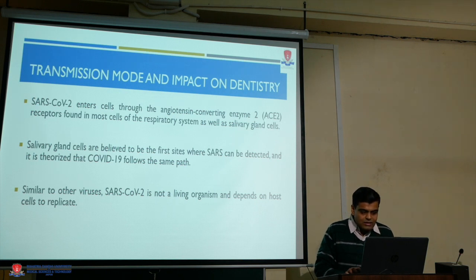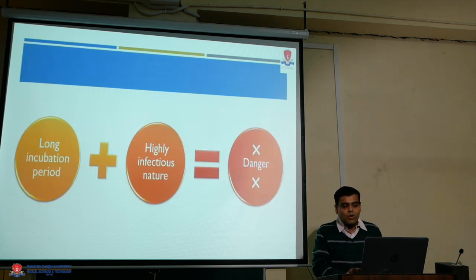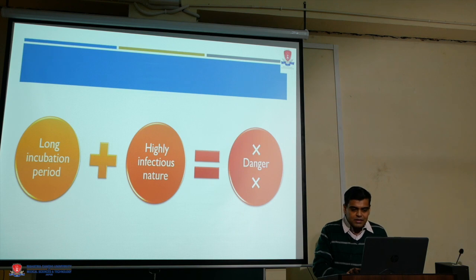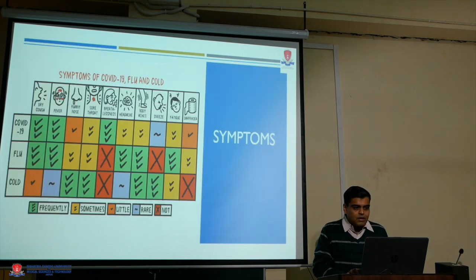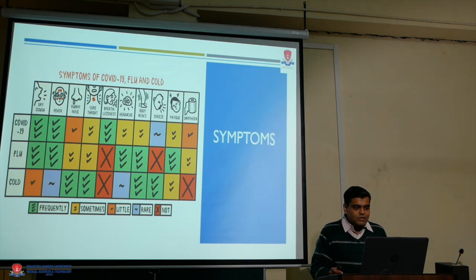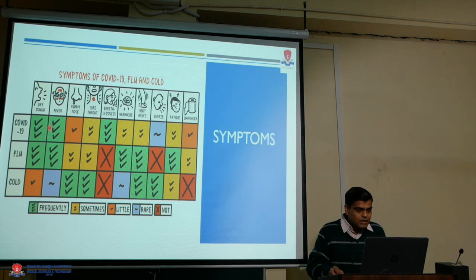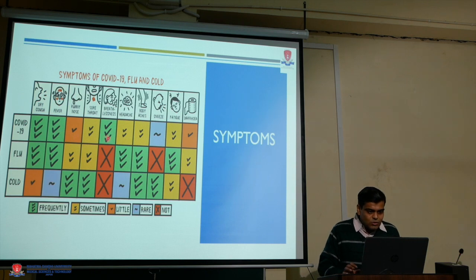Similar to other viruses, SARS-CoV-2 is not a living organism and depends on the host cell to replicate. Due to its long incubation period and highly infectious nature, it is very dangerous for the population. The most common symptoms of COVID-19 are dry cough, fever, and breathlessness. The less severe symptoms include a running nose, sore throat, headache, body ache, and fatigue.